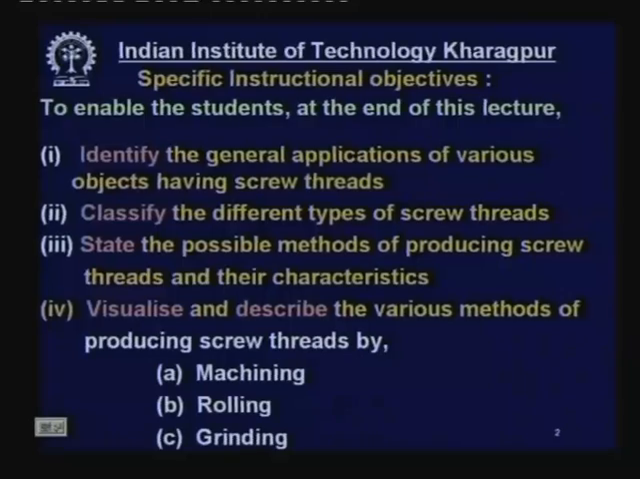So, first is identification of the general application of various screw threads. Second, classify the different types of screw threads. Next, state the possible methods of producing screw threads and their characteristics. And finally, we should visualize and describe the various methods of producing screw threads by machining, rolling and grinding.